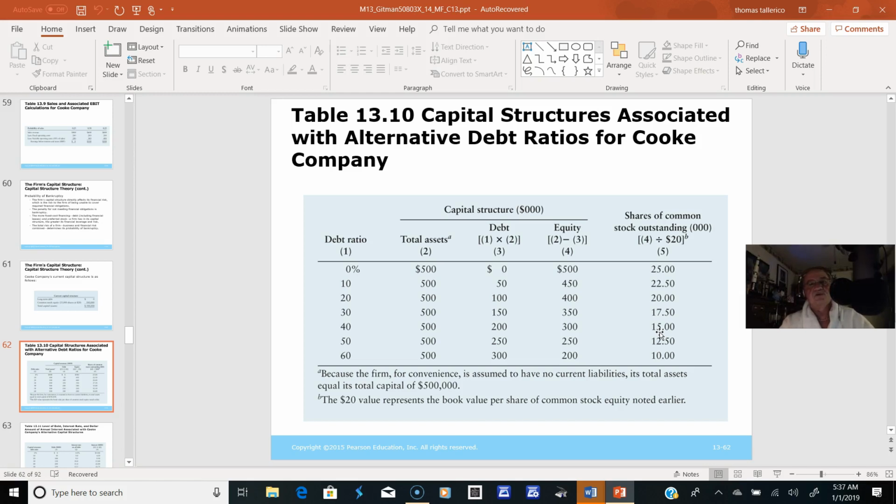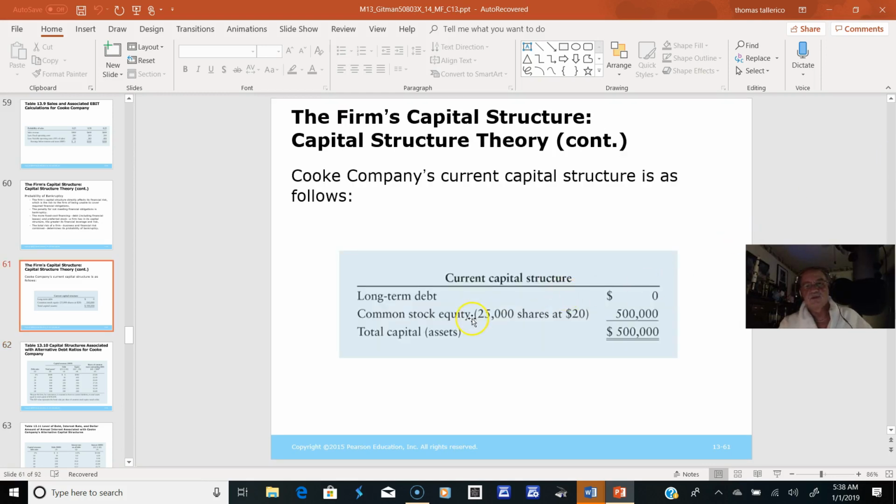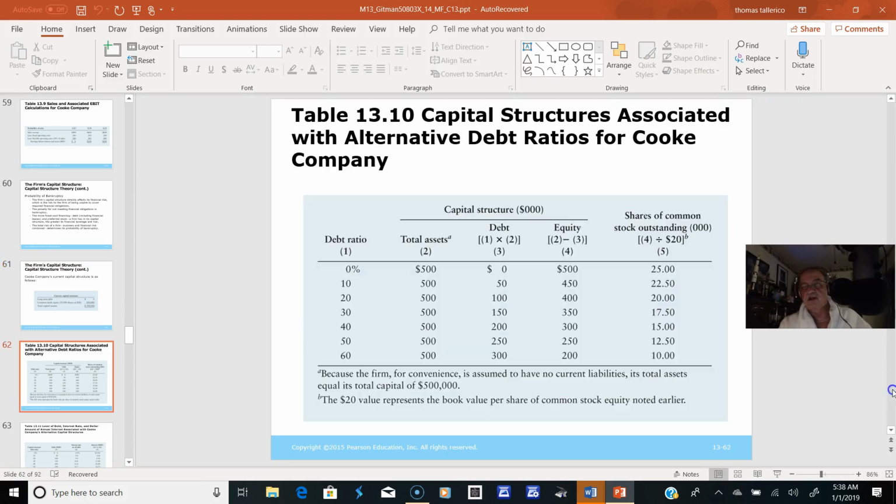What they want to start showing here is different capital structures. There are alternative debt ratios that Cook Company could use. If we look here, this is what we just looked at on the previous slide. Everyone see that zero, and here's the 500,000 in equity, no debt, and it's 25,000 shares at 20. So this is the first line in that table.